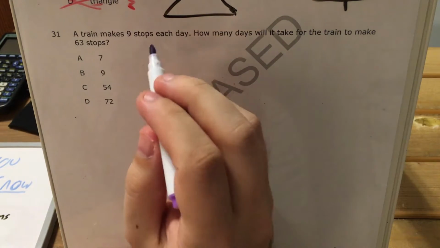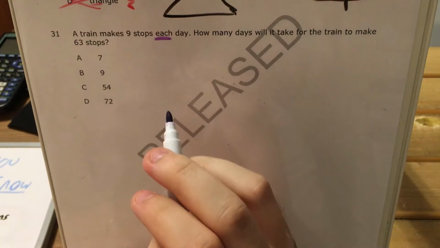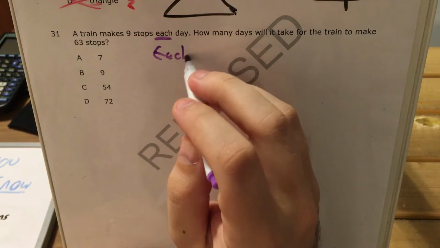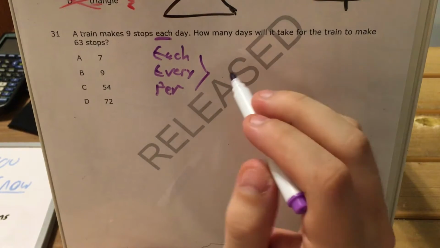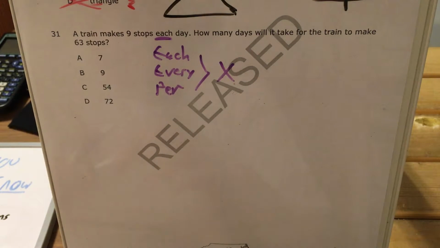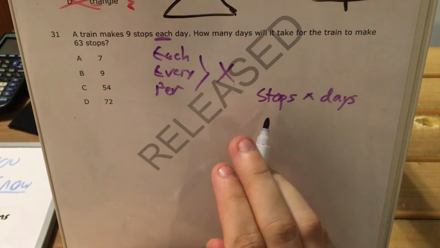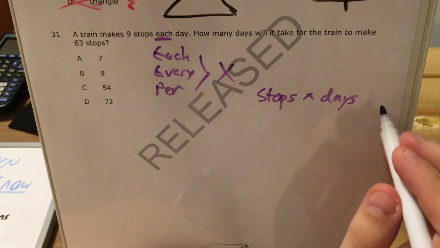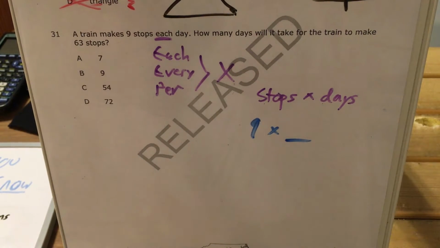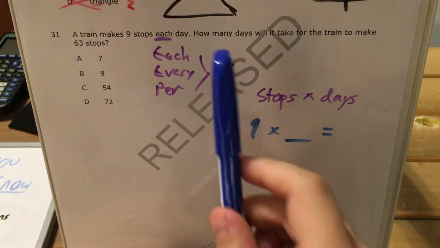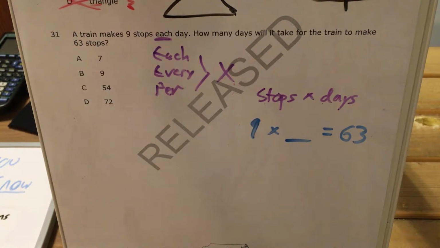I'm going to start by looking at this word each. This is the most important word because if I see the word each or every or per, any of those three words tell me that I'm going to be multiplying. And specifically, I'm multiplying the number of stops by the number of days because it says 9 stops each day. So if I'm going to plug in a number for stops, that's 9 times some number I don't know yet, and we'll get to how to figure that out in just a bit. But that's going to equal, since it's asking how many days will it take for the train to make 63 stops, so we know that 9 times some number we don't know yet equals 63.